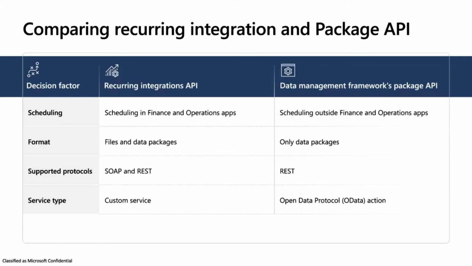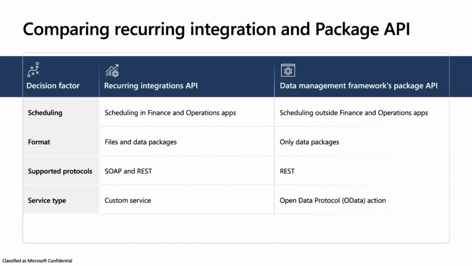With the data management package API, you need to schedule this outside of finance and operations, which means either in your middleware or your client application. Whenever you call the import or export to package API, that's when these APIs get called. Second is format. With recurring integration, you can use both files and data packages; with the data management package API, only data packages can be used. In terms of supported protocols, recurring APIs can be used with both SOAP and REST, while package APIs are only used as REST.